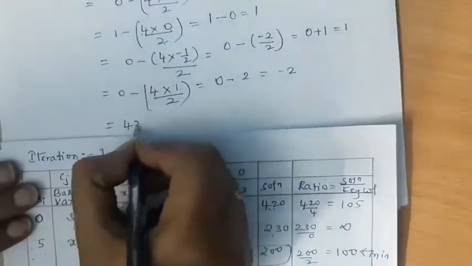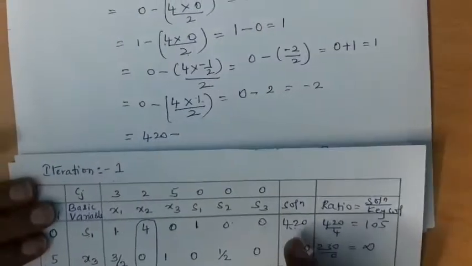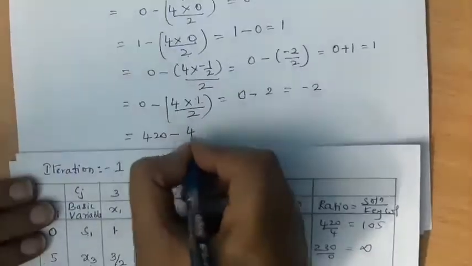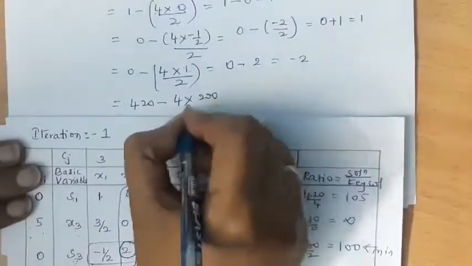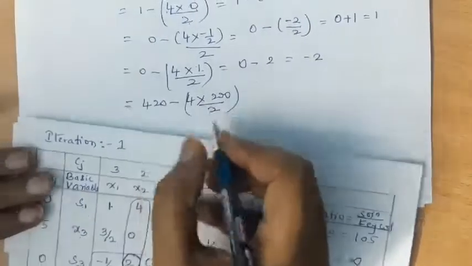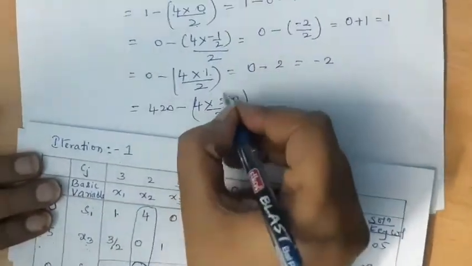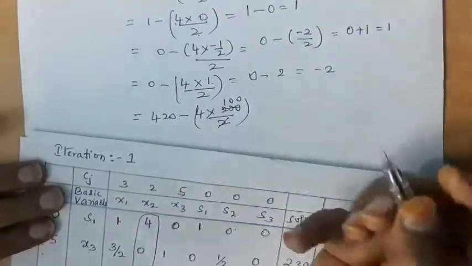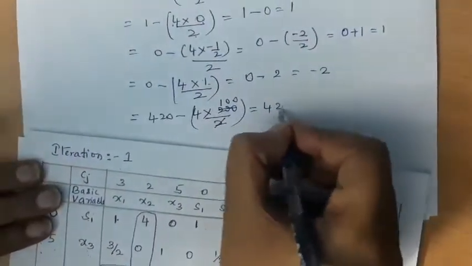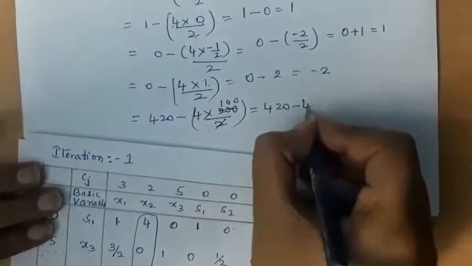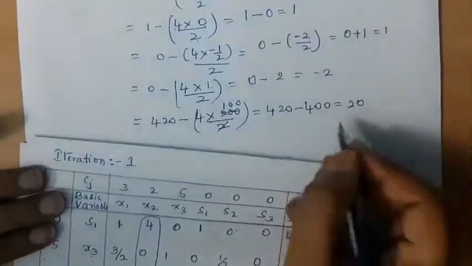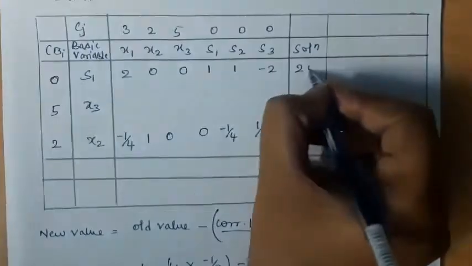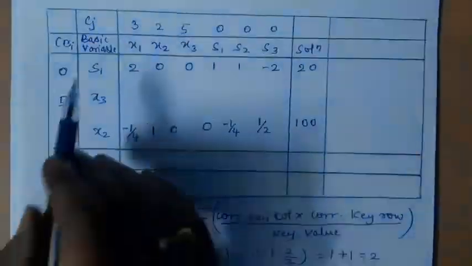So the next old value is 420. 420 minus the corresponding key column value, which is again 4, into the corresponding key row value, which is 200, 200 divided by 2. So now simplify this. The 200 gets cancelled. So that is equal to 420 minus 4 into 100, which is 400. So that is equal to 420 minus 400, which is 20. So assign this 20 here. So now we have finished finding the S1 row values.